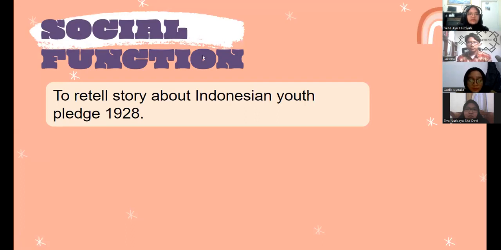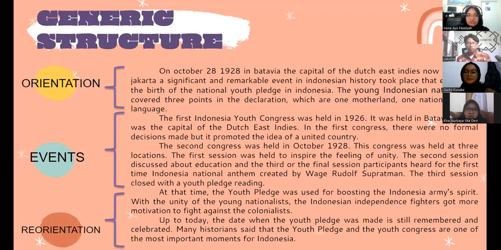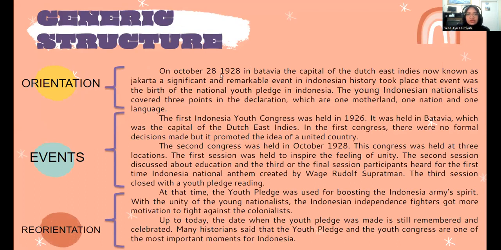Okay, let's go to the analyzing. The social function of the text previously is to retell the story about the Indonesian Youth Pledge in 1928. And then for the generic structure, the first paragraph is the orientation, because there is the time, the place, and then the participant. Where is the participant? Like this one, the young Indonesian nationalists. And then the second and the third paragraph are the events. This is the chronological order of the events, in the first Congress, the second Congress.